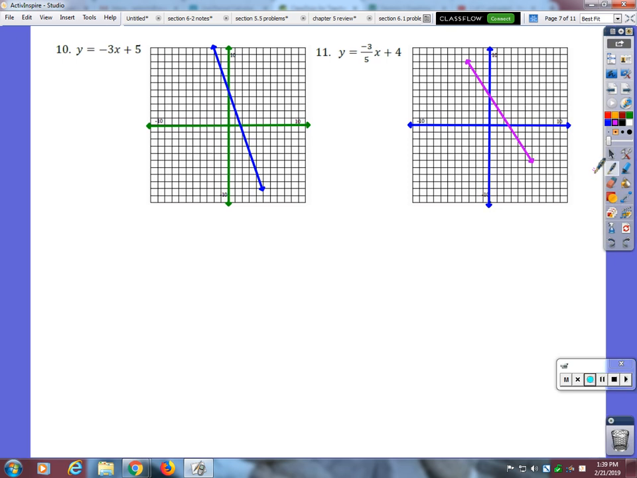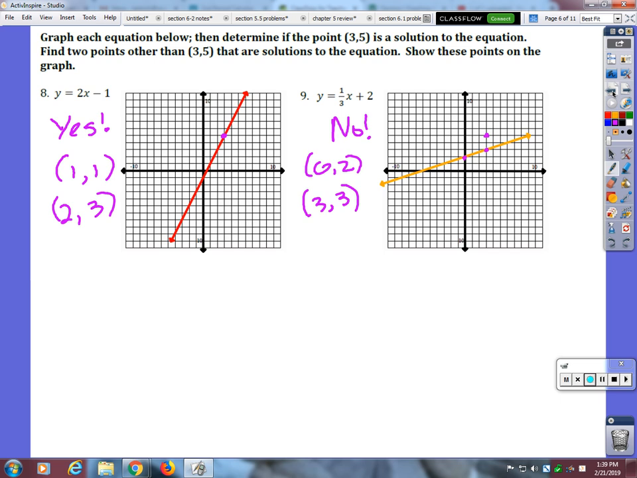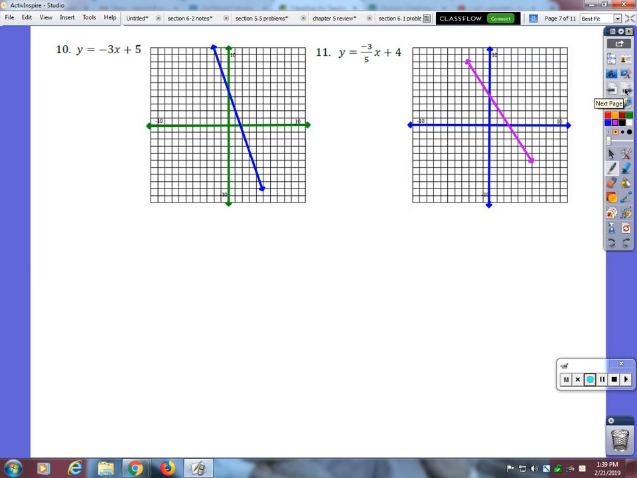So for number 10, what's the point that we're looking for? 3, 5. Is 3, 5 on the graph of number 10? No. So what that means is 3, 5 is not a solution to that equation. If I plug in 3 for x, I do not get 5 as an answer. Negative 3 times 3 is negative 9, plus 5 is negative 4. So 3, 5 does not work. What is the point that does work?